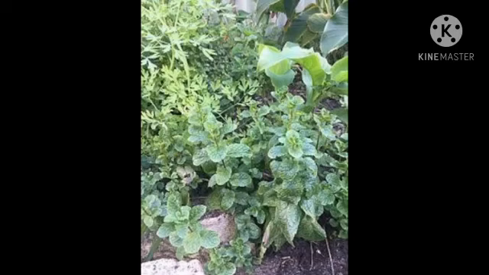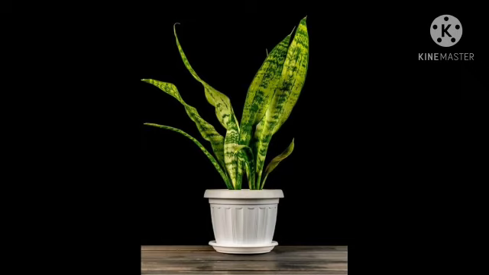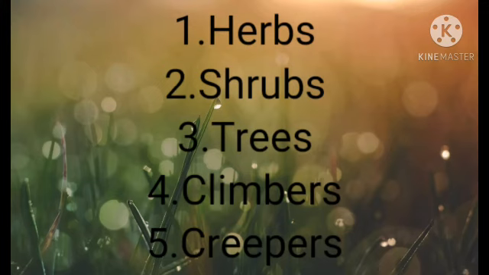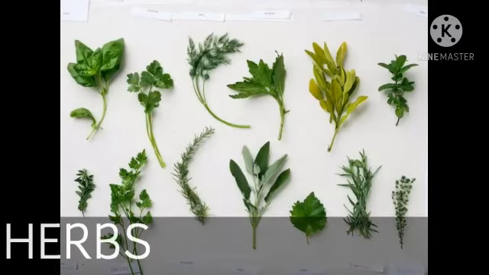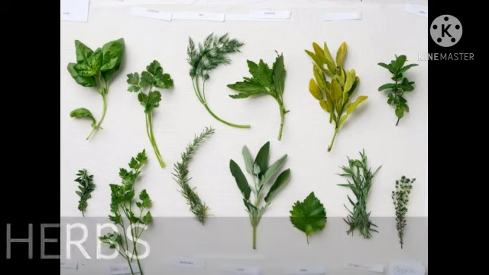Now, let us learn about plants. There are five types of plants. They are herbs, shrubs, trees, climbers, and creepers. Let us first start with herbs. Herbs generally refer to leafy green plants. However, they also include some medicinal plants. Some examples of herbs are coriander, mint, basil, parsley, etc.